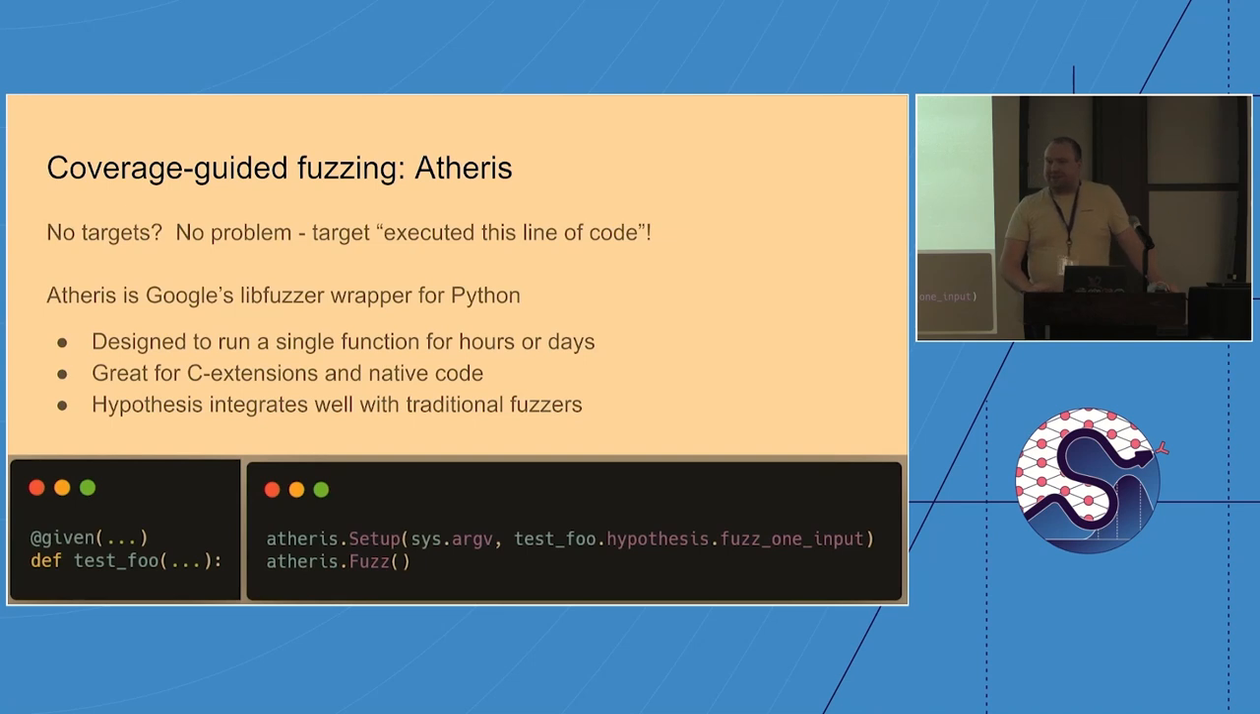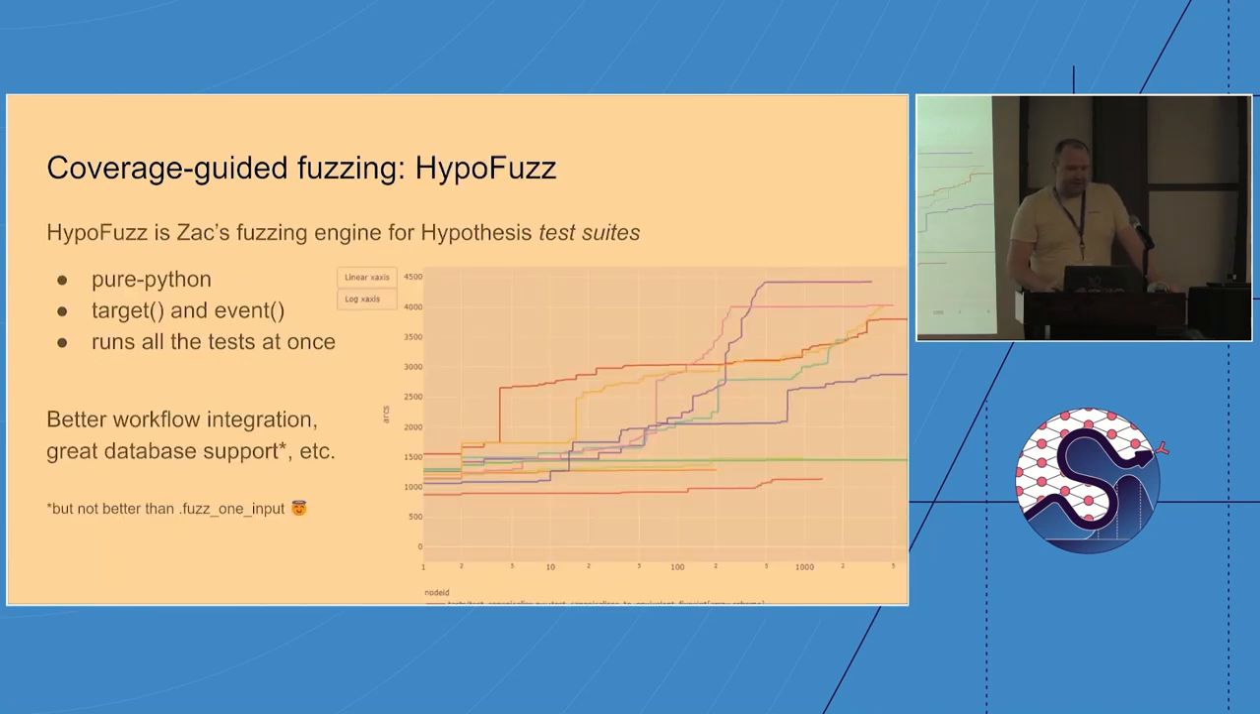There are short examples here. I'll honestly say, consult the documentation if you want to do fuzzing. I also have a tool called HypoFuzz, which is designed specifically for Hypothesis. And it gives you nice log plots that you can sort of draw straight lines on if you use a very, very fat marker.